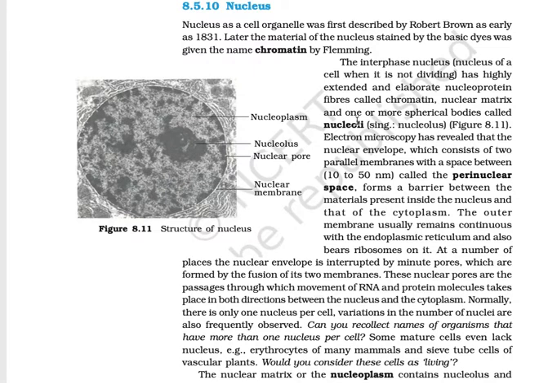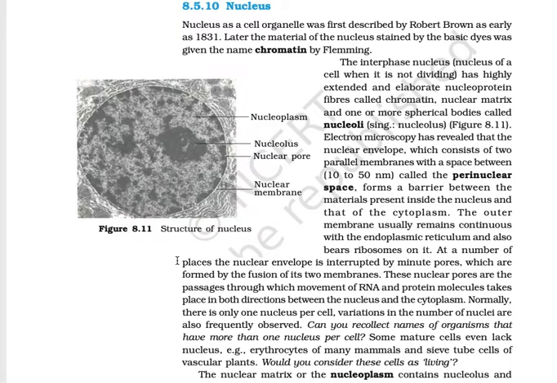Nucleolus is singular. Electron microscope has revealed that the nuclear envelope, which consists of two parallel membranes with a space between 10 to 50 nanometer called the perinuclear space, forms a barrier between the materials present inside the nucleus and that of the cytoplasm. The outer membrane usually remains continuous with the endoplasmic reticulum and also bears ribosomes on it.